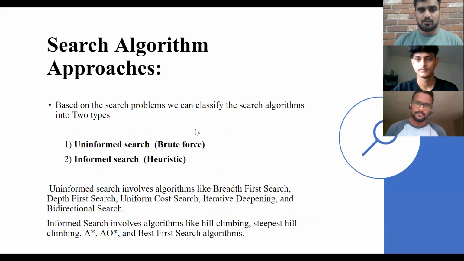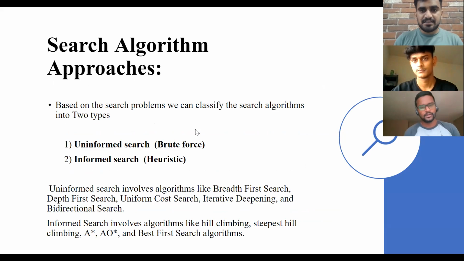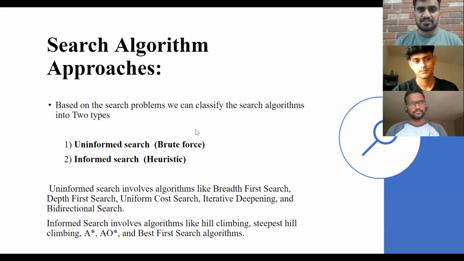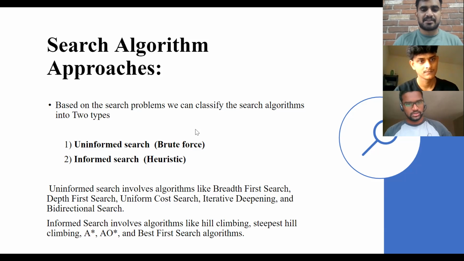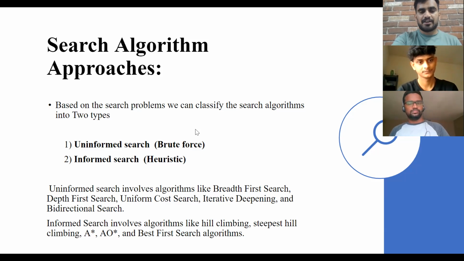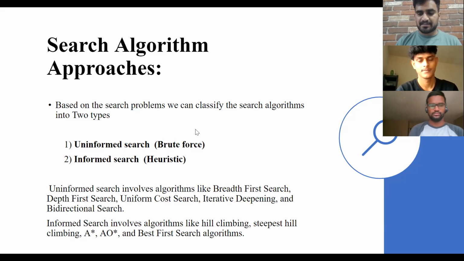While coming to search algorithms, we have two main types: uninformed and informed. Uninformed means they don't have any information or domain knowledge; they just need to find the path or search for something. But informed search has some knowledge, and applies heuristic functions to try to find the best way. That's the difference. In uninformed, we have many algorithms like BFS, DFS, uniform cost search, iterative deepening, and bidirectional search. In informed, we have hill climbing, steepest hill climbing, A star, AO star, and best first search. Informed search applies heuristic functions so that we get the best possible route. Uninformed search doesn't have any function and doesn't calculate anything; it just goes to the destination, so it is brute force. Informed search is heuristic and applies some conditions.